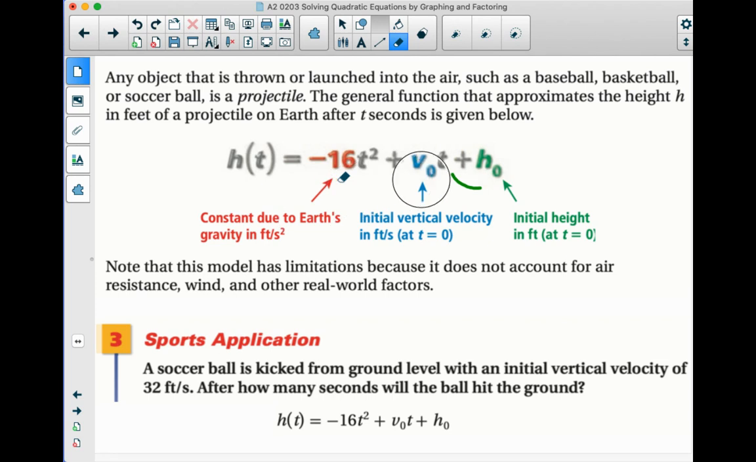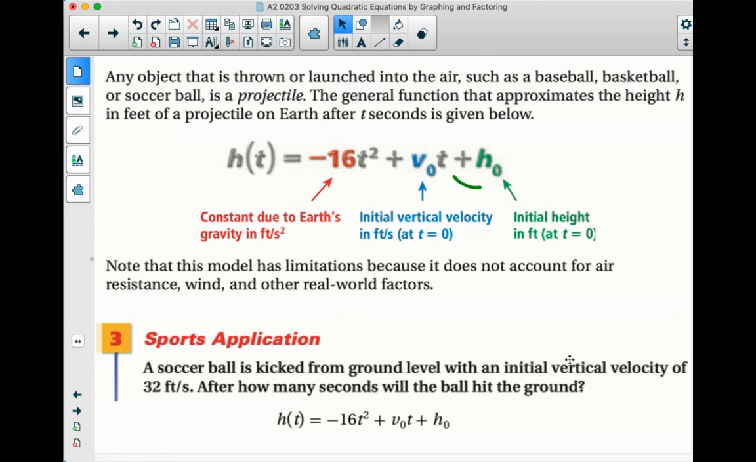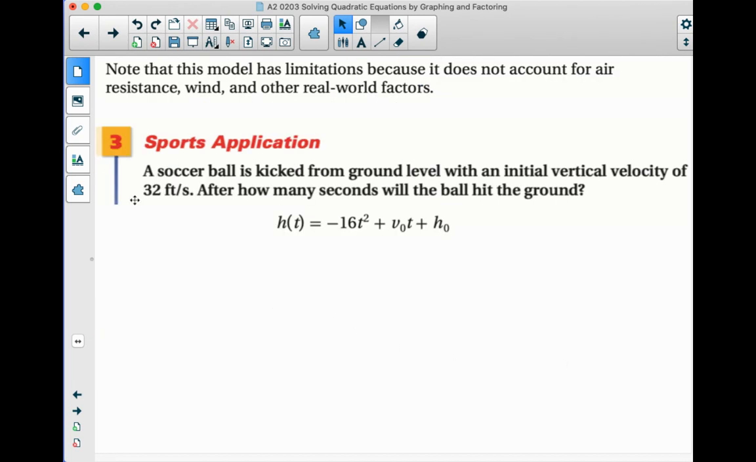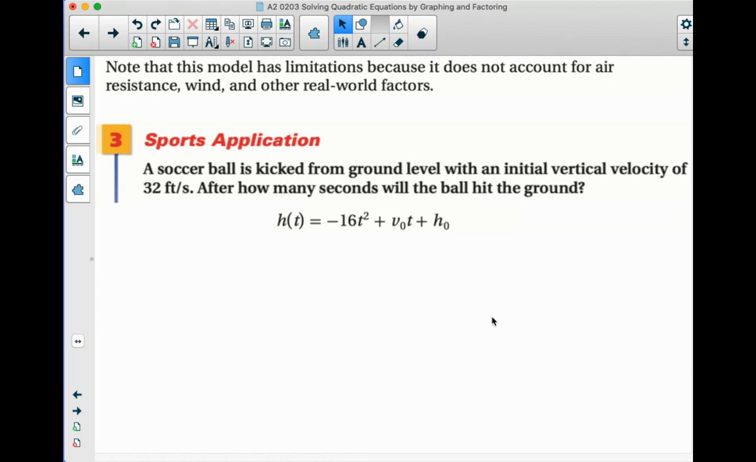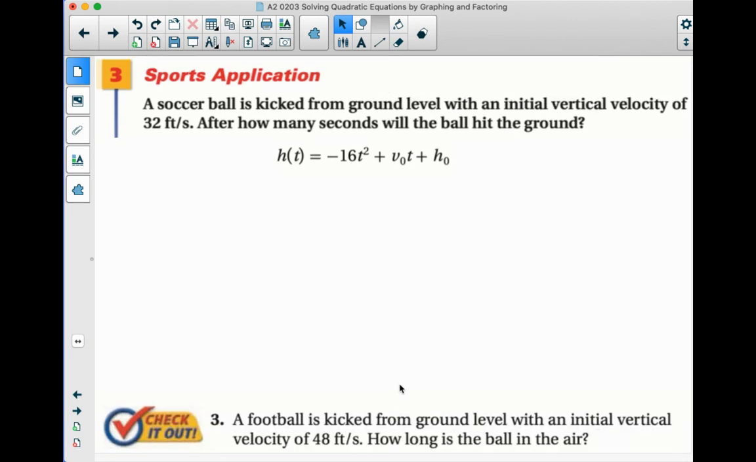All right, let's try one out. A soccer ball is kicked from the ground level with an initial vertical velocity of 32 feet per second. After how many seconds will the ball hit the ground? Okay. Now, remember, h of t is the height. What is the height that we're trying to find? We're trying to find when it hits the ground again, so when it's equal to 0. And that's almost always what that side is going to be.